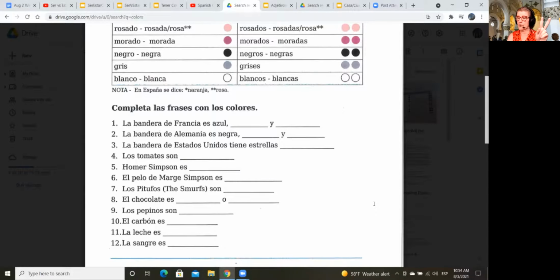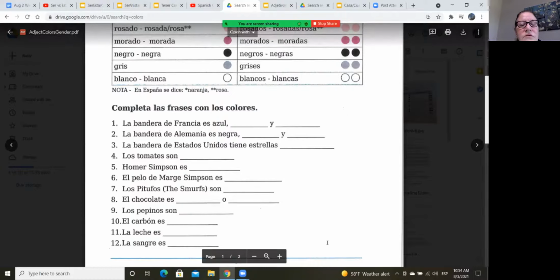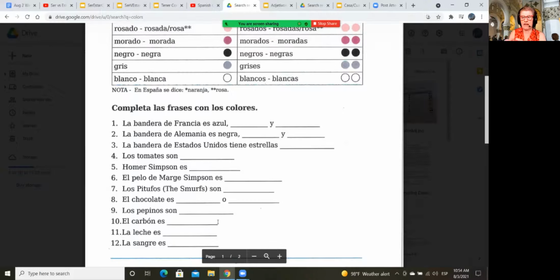Pepinos are cucumbers. Los pepinos, more than one. You're talking about all of this kind of veggie. Los pepinos son? Verdes. Son verdes. Carbón is like charcoal for a grill. El carbón es negro. Bien.